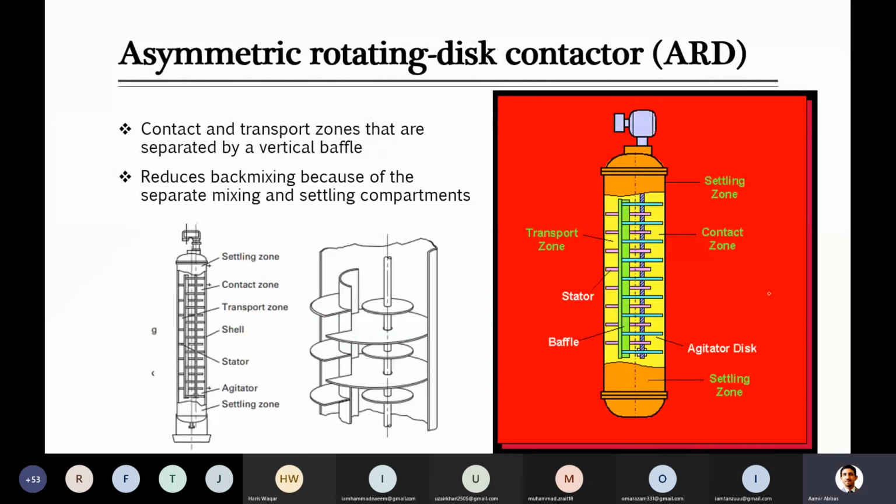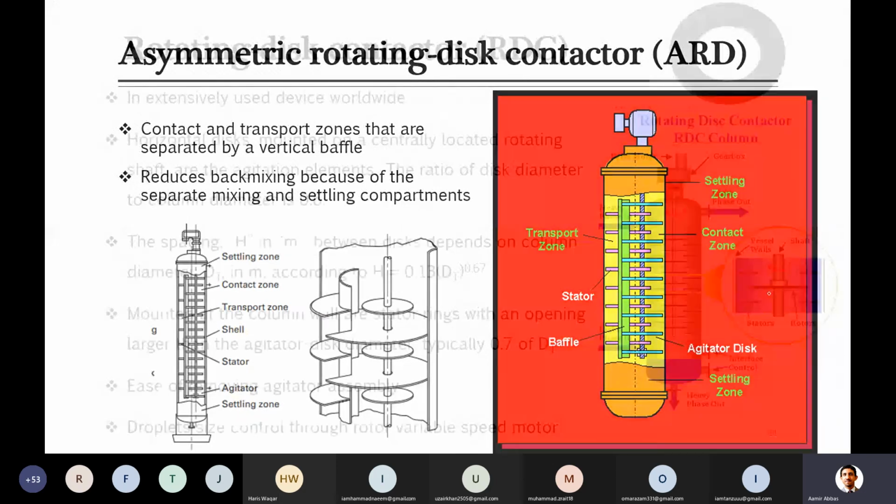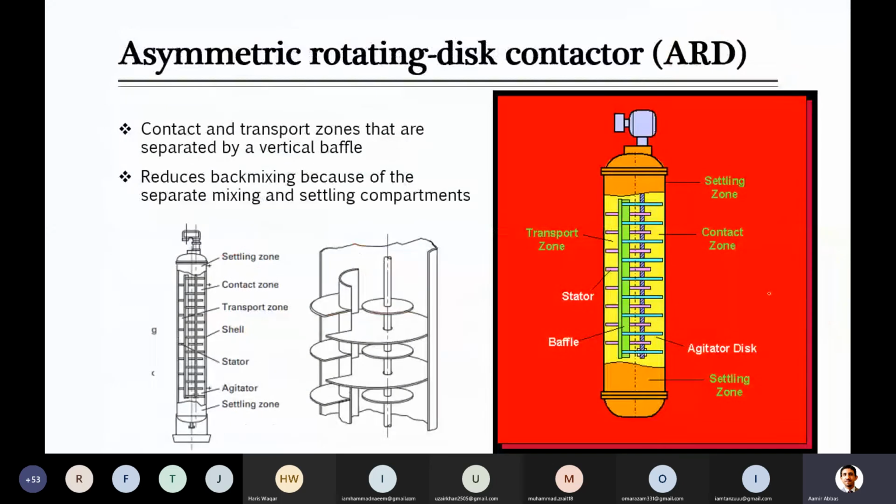Then there was another person. They introduced some modification to the equipment which we already discussed, the RDC, rotating disc contactor. So this was called the asymmetric rotating disc contactor. As its name indicates, it is not symmetric. In the last equipment, you can see that the rotating element is in between the stators, and the distance from both sides of the wall is equal.